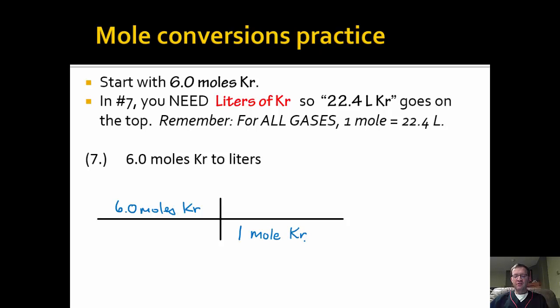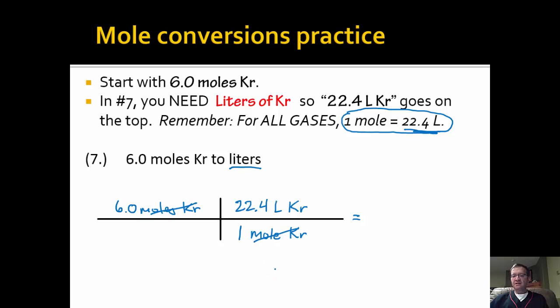In this case, 1 mole of krypton is equal to some number of liters. Again, liters is the unit that we want to get to. Well, again, according to Avogadro's gas constant, 1 mole of any gas is 22.4 liters. So there's that number we're going to use, 22.4 liters of krypton in 1 mole of krypton at standard temperature and pressure conditions. And so for this, we'll take 6 moles times 22.4 liters per 1 mole, and the moles will cancel out when we divide.